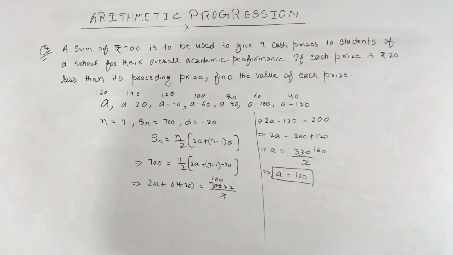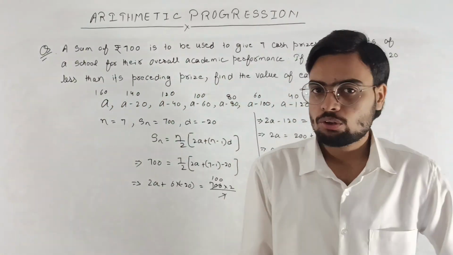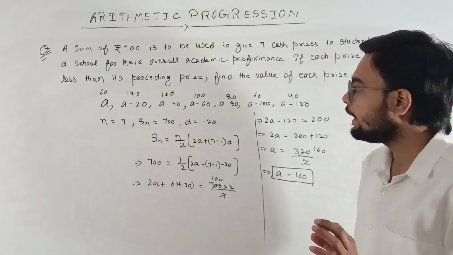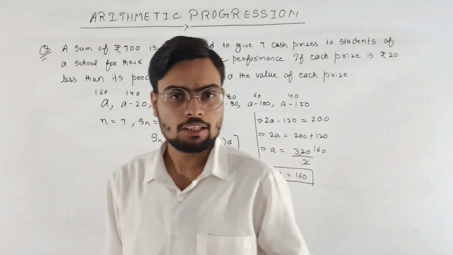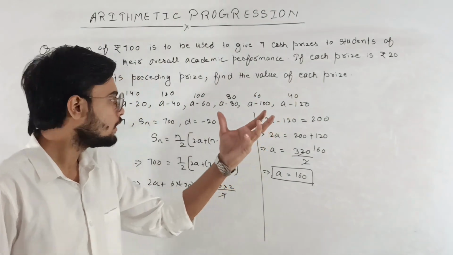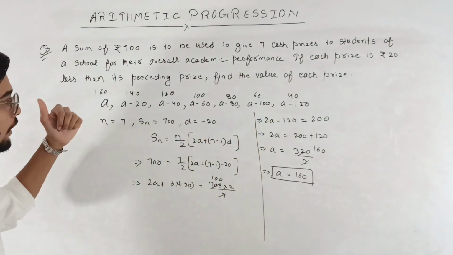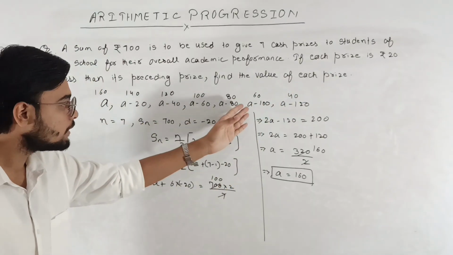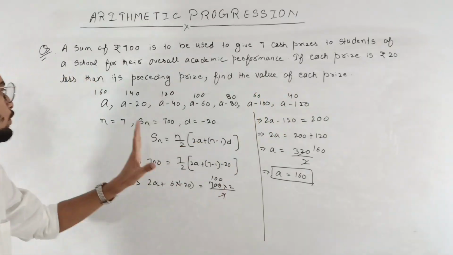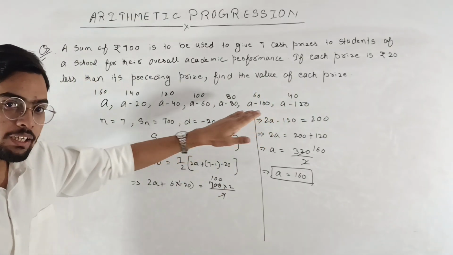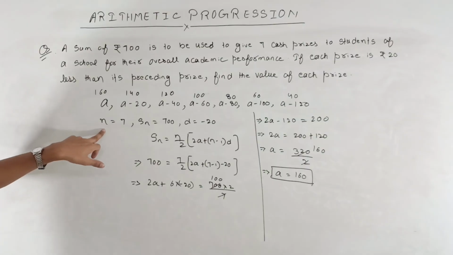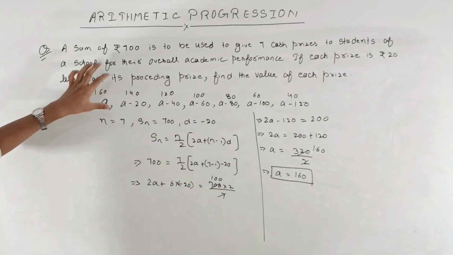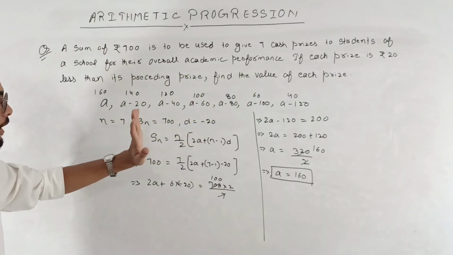Okay. Let's see one more time. There is a school in which 7 prizes are to be distributed, and the value of these 7 prizes is rupees 700, and it is given that each prize is 20 less than its preceding prize. So we have to find the value of each prize. Now look, if the first prize is A, then the second prize, according to the question, is 20 less, A minus 20. The third prize is A minus 40, then A minus 60, A minus 80, A minus 100, and A minus 120, which is the 7th prize. Now this series of prizes is in AP, in which N, the number of terms, is 7, because we have a total of 7 cash prizes. It is given that the sum of these prizes is rupees 700, so SN is 700.